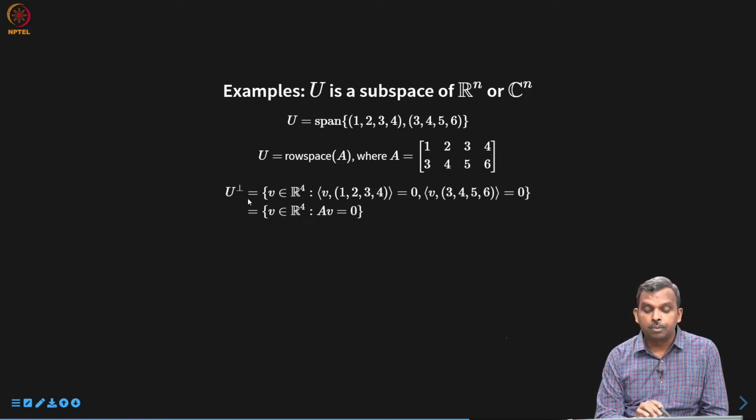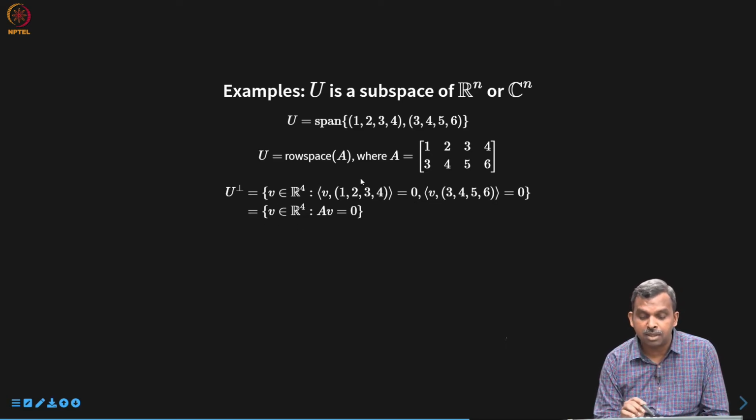So what is U perp now? The set of all vectors V in R4 such that the inner product of V and (1, 2, 3, 4) is 0, and the inner product of V and (3, 4, 5, 6) is 0. These two you can combine, just like I did before in the previous example. Remember, since U is a subspace, it's enough if I check orthogonality of V with the two spanning set vectors. If V is orthogonal to each of the spanning set vectors, then V will be orthogonal to any linear combination of them. So I don't have to check orthogonality with every point. It's enough to check orthogonality with the spanning set of U.